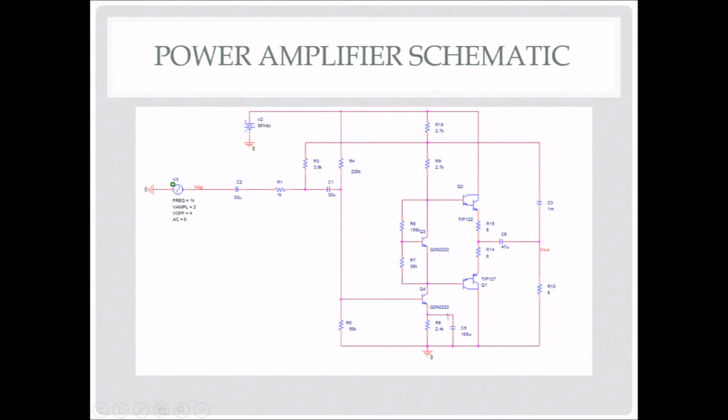Alright. This is our total power amplifier schematic. For this circuit, we utilized two Darlingtons and a VBE multiplier, along with a bootstrapping capacitor and resistor in order to control the gain.